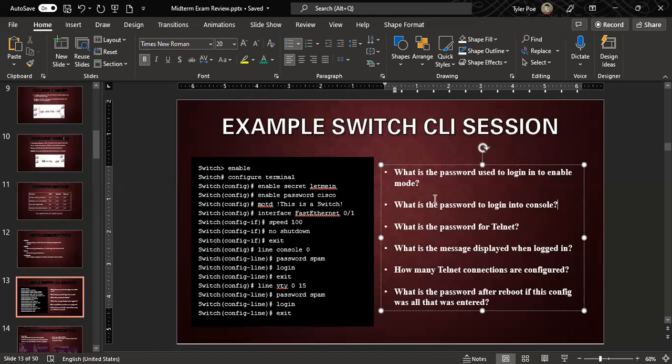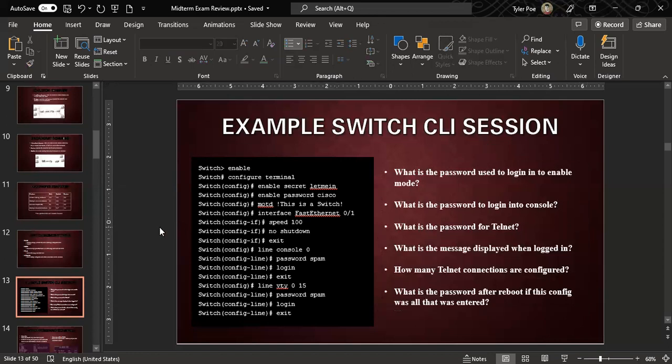So, what is the password to log into the console? So, log into console. So, basically, this is taking a console cable with your computer and plugging it into the switch directly through the console port.